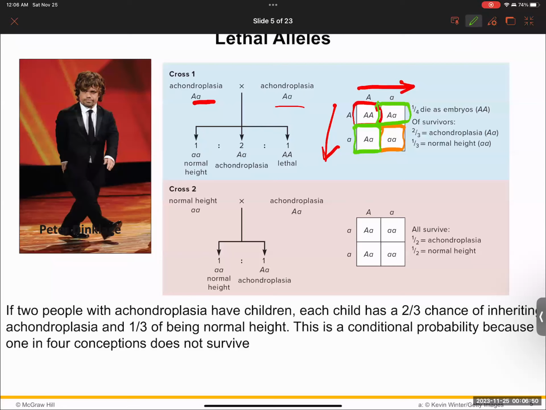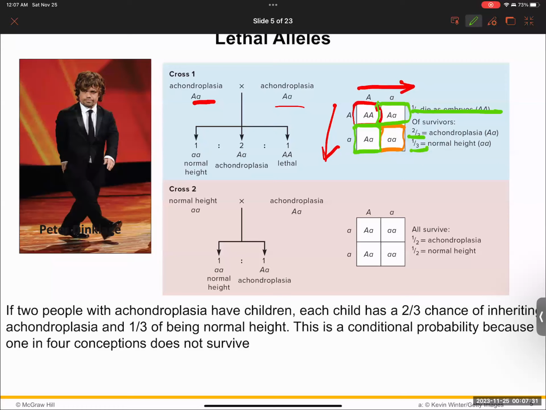One thing I do want to note is that the numbers we have here are divided by 3, not 4, because we're assuming that the child with the homozygous dominant gene, which is in red, will pass away, which means we are only looking at 3 possibilities for that embryo. So down here it says, if two people with achondroplasia have a child, we're considering again 2/3 for the heterozygous and 1/3 for the homozygous normal height. And this is assuming that the last child will not survive.